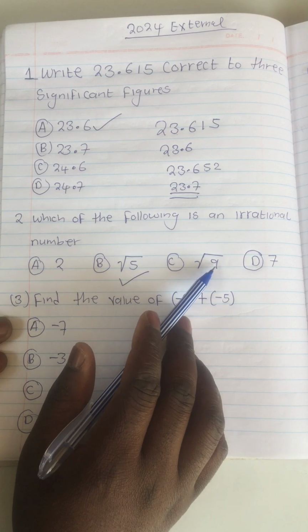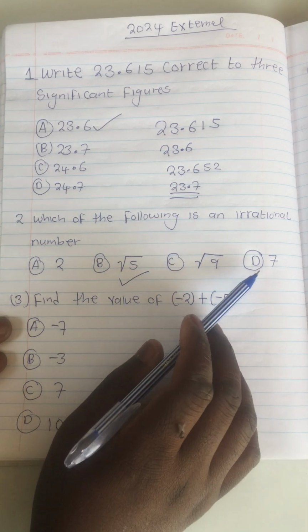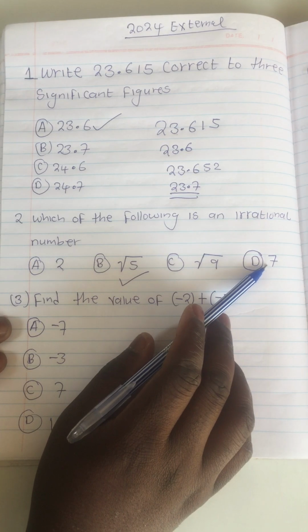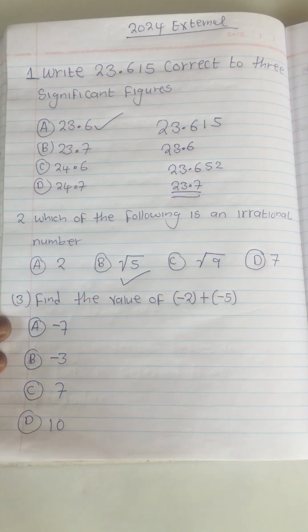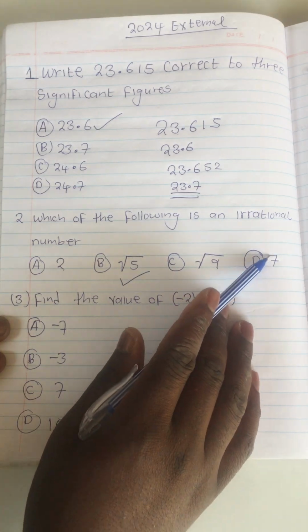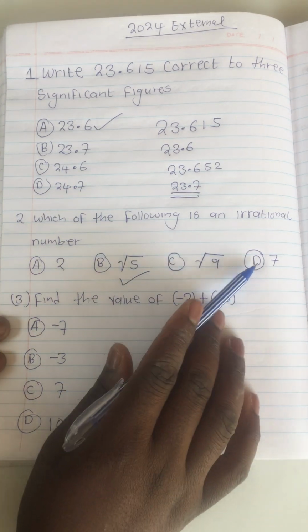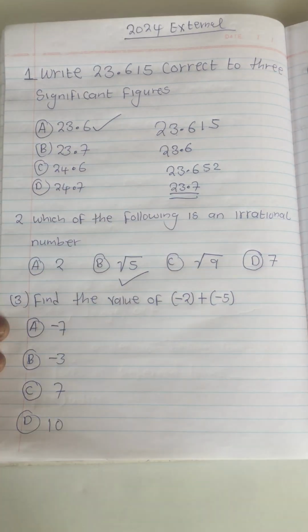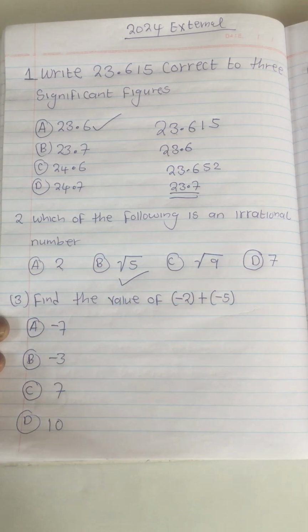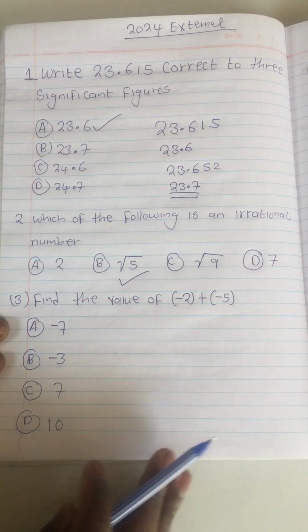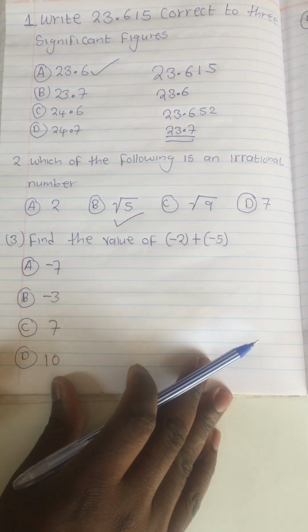The square root of 9 is what? 3. Now 7 is also an irrational number because it doesn't have a square root. But according to this question, it can't fit because it's not inside the square root. Only if it was inside the square root would it have been the answer. Even 2, if it was inside the square root. So you only target the ones which are inside the square roots.